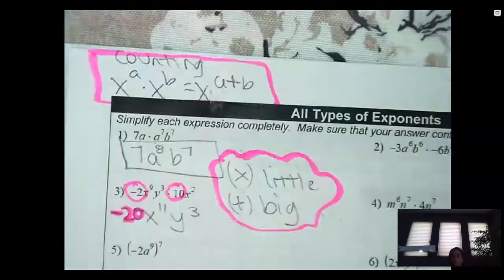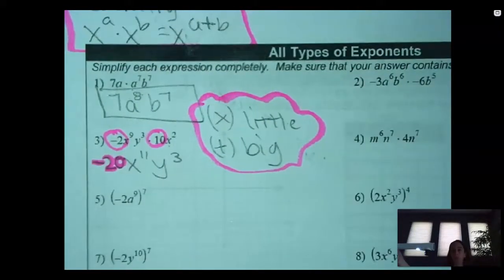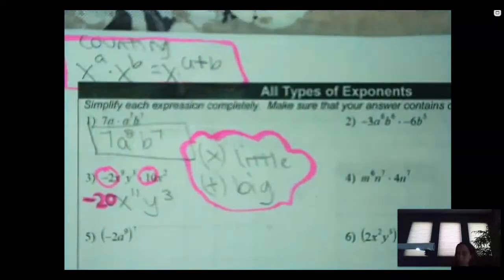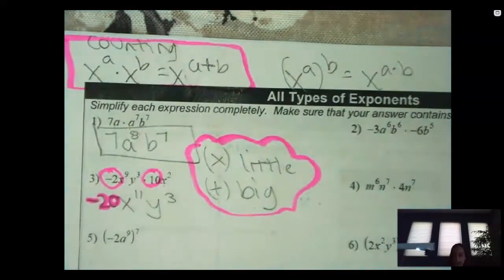But you can't see that. Let me move it down. Okay? Let me move this back a little bit to help that. Sorry. All right. Let's do number 5. Now there's another set of rules. The other set of rules says this. If you have x to the a to the b, it really means you multiply them. It's going to get in focus, I promise.